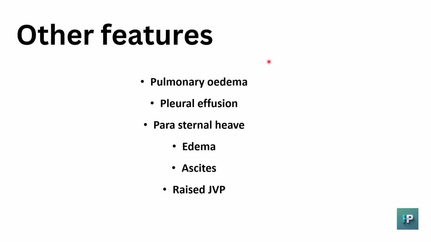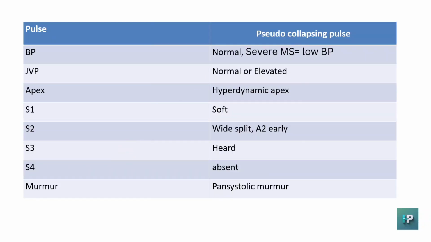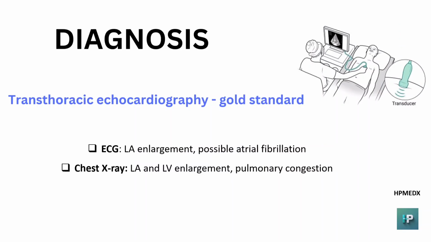And these are the other features like pulmonary edema, pleural effusion, parasternal heave, and edema, ascites, raised JVP. These are because of pulmonary hypertension and right heart failure. And this is a table showing all the signs of mitral regurgitation combined. It will be useful to you.